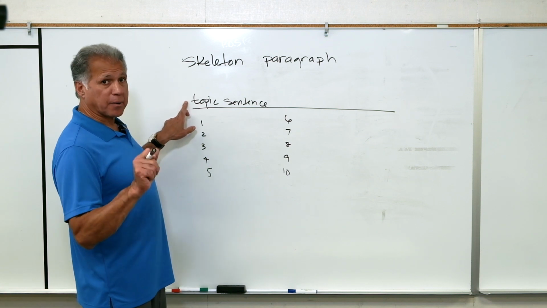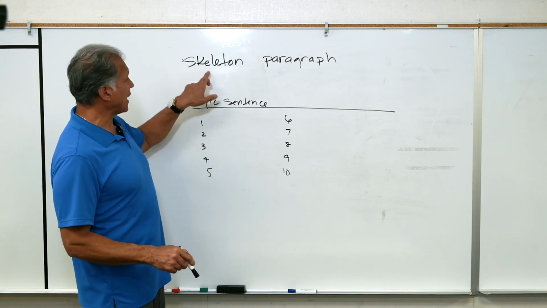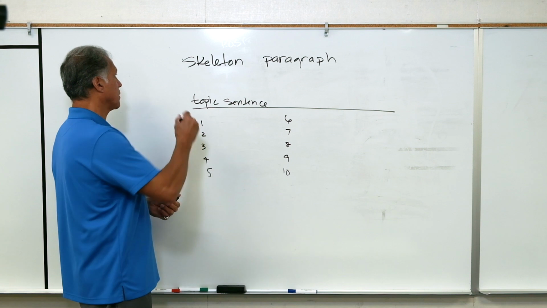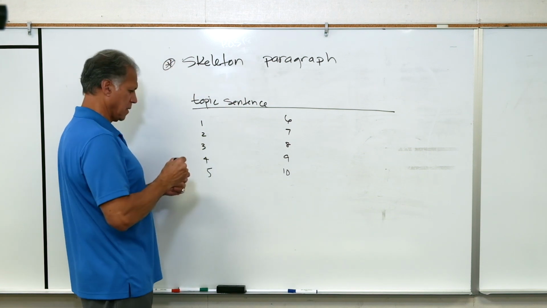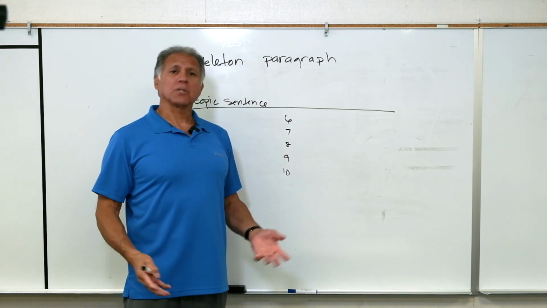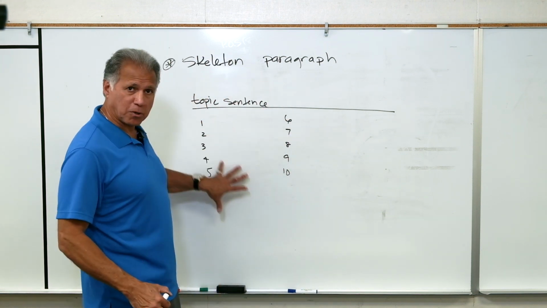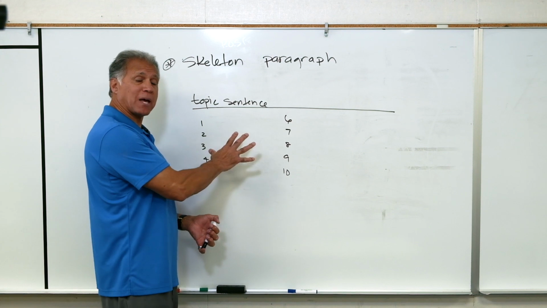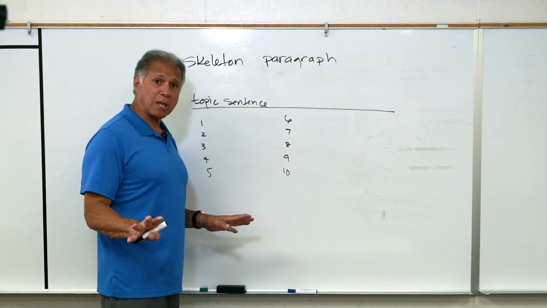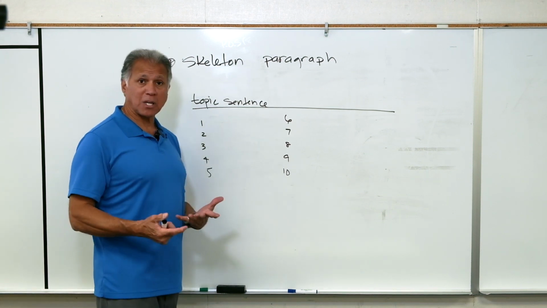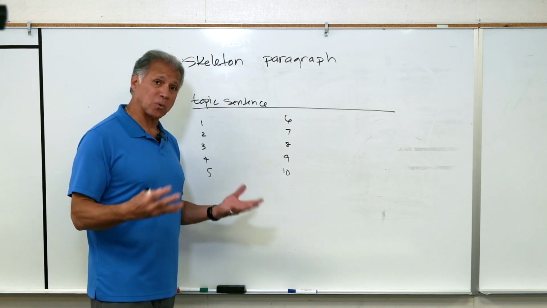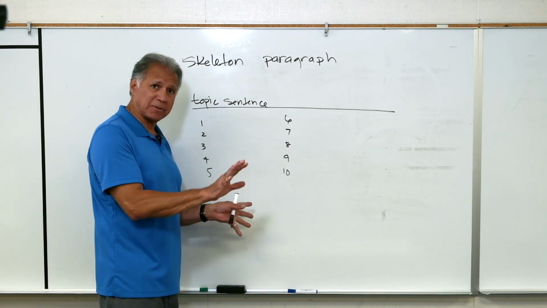So when you write a paragraph, the first thing I want you to do is write a skeleton paragraph. A skeleton means it doesn't have the muscle, the nerves. It just has the bones. That's what this is for your paragraph. If you follow this method, you will never have writer's block, and you'll never find yourself saying, I don't know what to say, I don't know what to write. This takes all the guesswork out of it, okay?